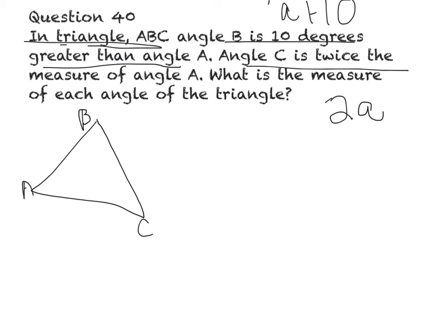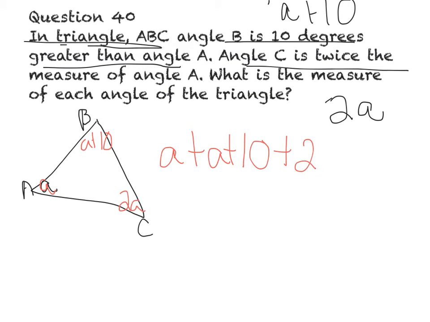So, and then they want to know for each one. So you have to think A is going to be A, B is going to be A plus 10, and then C is going to be 2A. So then we follow the same rule of the triangle adds up to 180. So I have A plus 10 plus 2A equals 180.